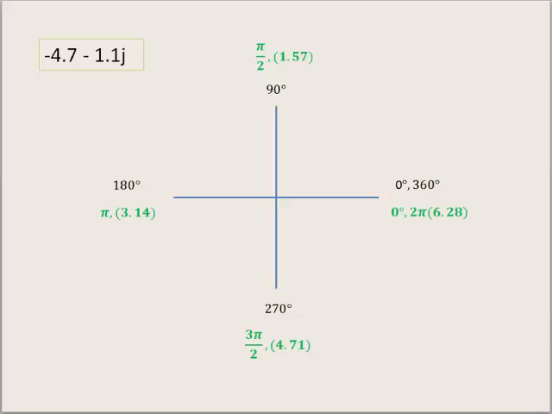Here's another problem. Now this is written as a plus bj. So we're going to go negative 4.7. Let's see if I can do this again. So that's going to be about right here. And negative 1.1j. Okay, here's a. So it's going to be right about here.